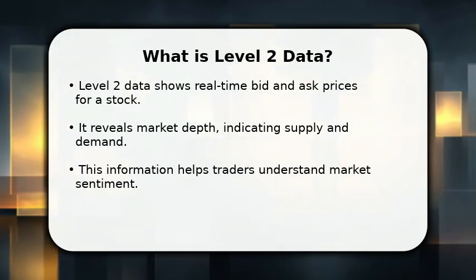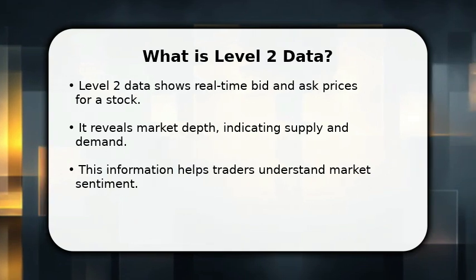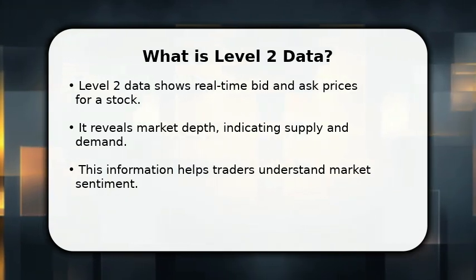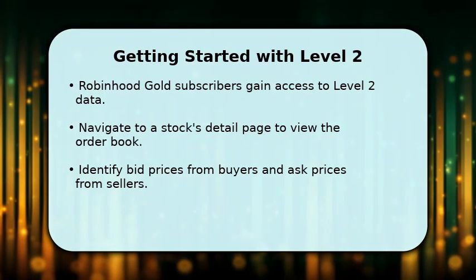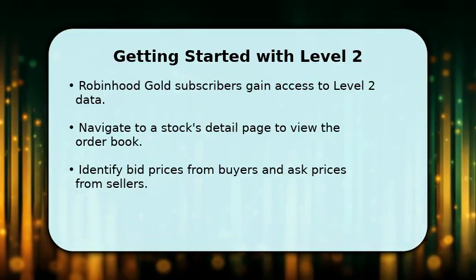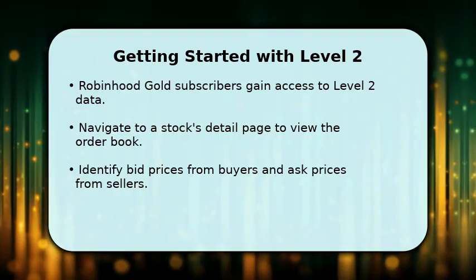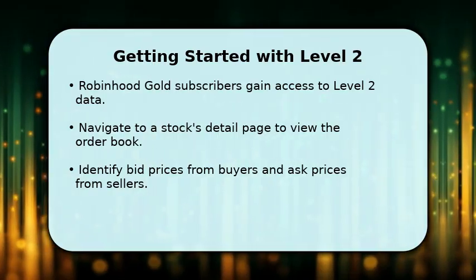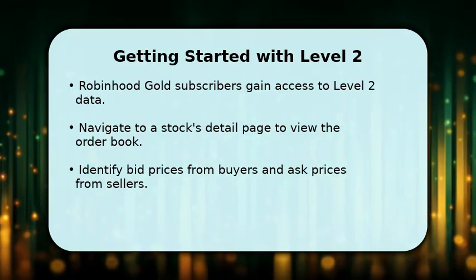By seeing where orders are stacked, you can better anticipate potential price movements and make more informed trading decisions on the Robinhood platform. To access Level 2 data on Robinhood, you'll need a Robinhood Gold subscription. Once you have Gold, simply select any stock to view its detailed information. Scroll down and you'll find the Level 2 order book.